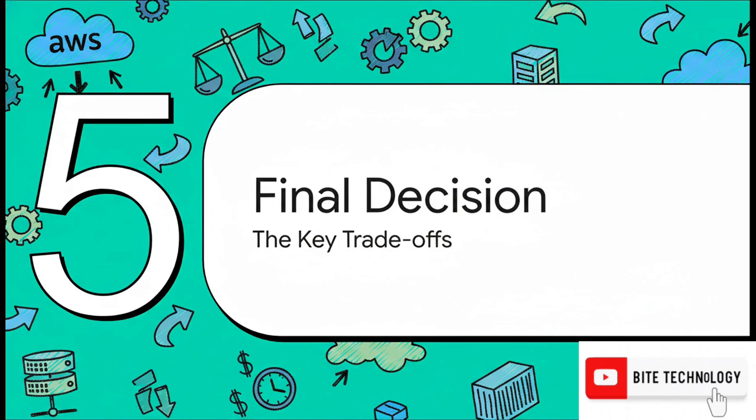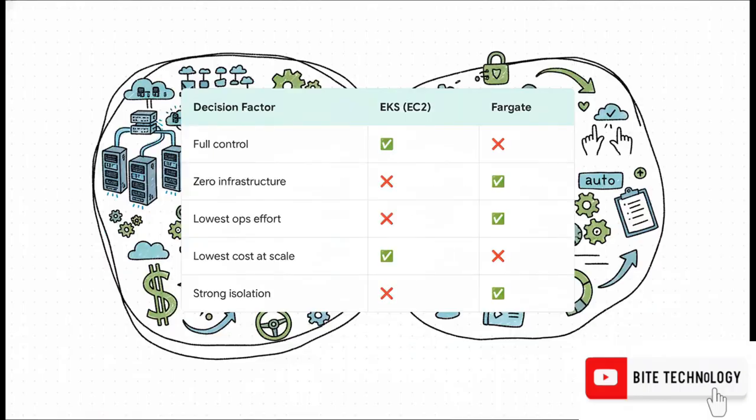As we wrap up, let's just boil it all down to the key things you need to think about. It really all comes down to a handful of trade-offs. Just take a look at this breakdown. It's pretty clear, right? If your top priorities are having full control and getting the lowest possible cost for huge, constant workloads, then EKS on EC2 is your answer. But if your main goals are to have zero infrastructure to manage, the absolute minimum operational work, and super strong security out of the box, well, Fargate wins that fight hands down.